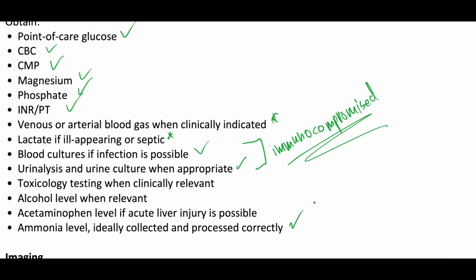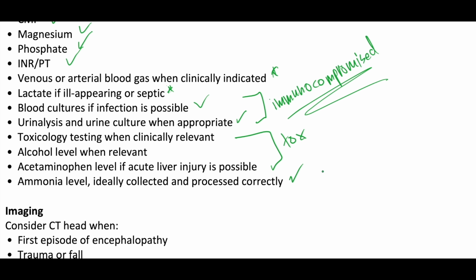Ammonia level, ideally collected. We personally feel like you should get an ammonia level, even though your clinical exam should more drive you. Tox, alcohol level, Tylenol level, salicylate levels, all that tox stuff can be important too, because those can be precipitants. So these can be pretty big workups.